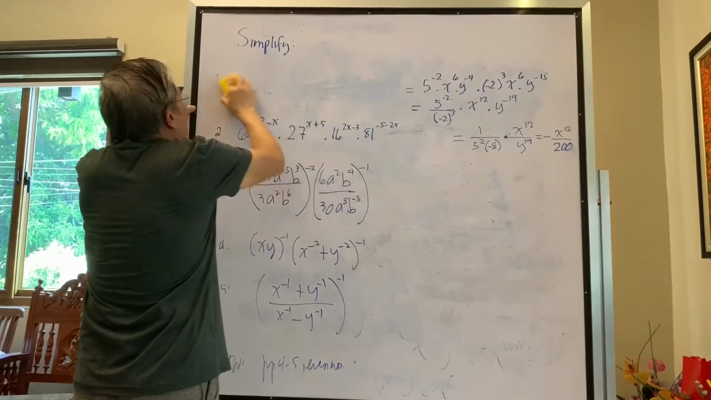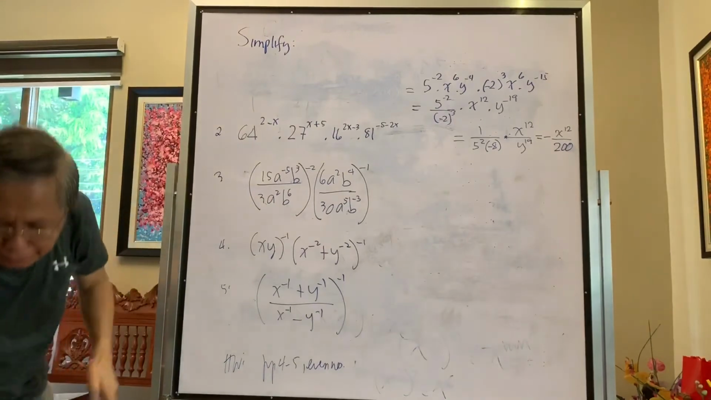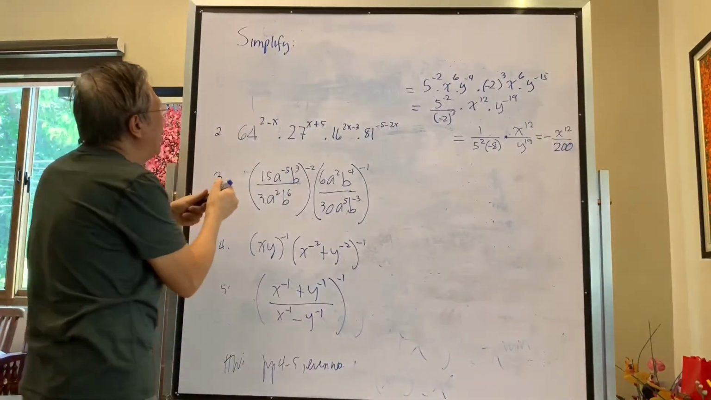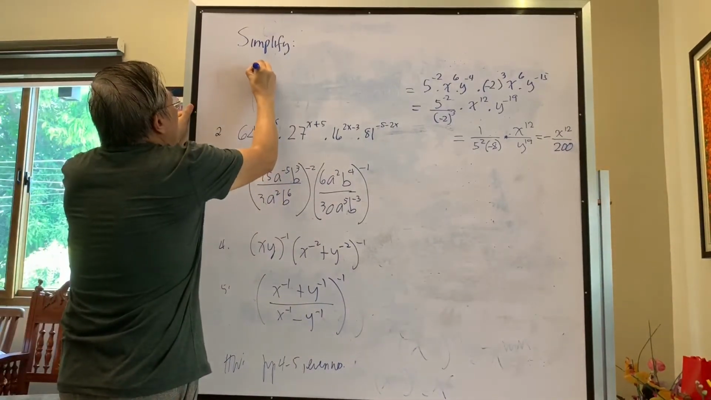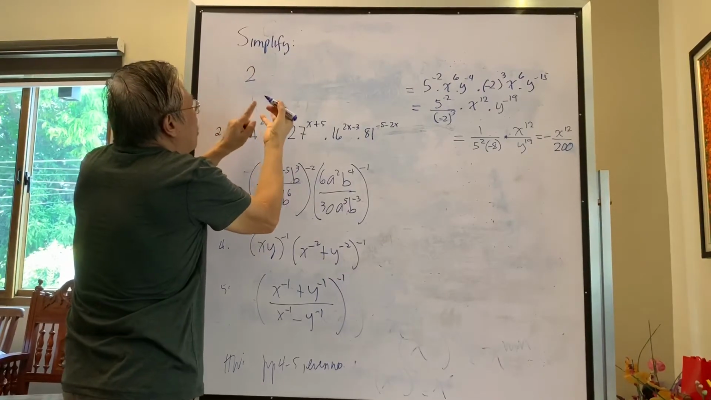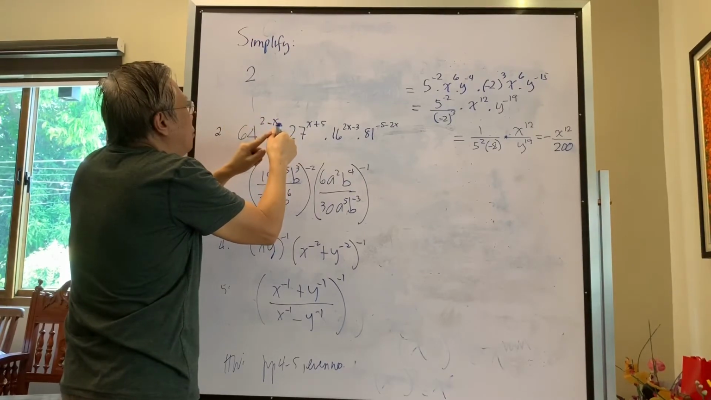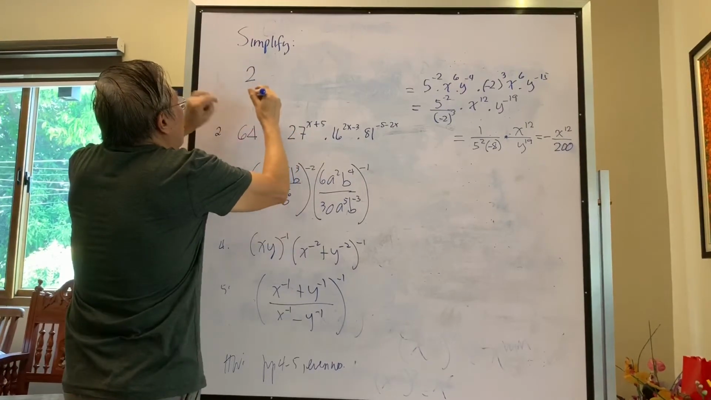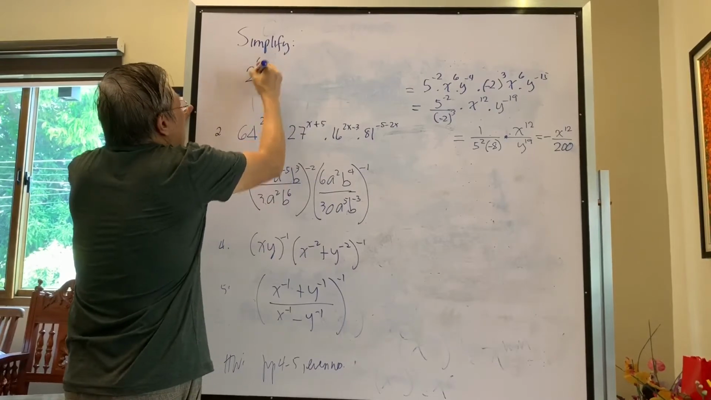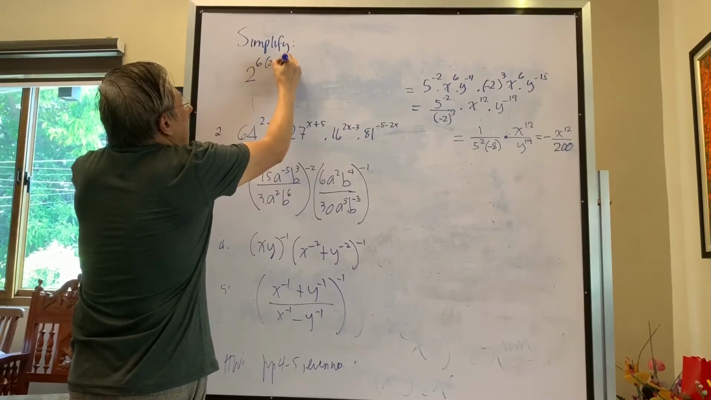It can be 4 raised to the cube, but 4 is not prime. So we can have 64 as what? 2 raised to the... 2 times 2 is 4 times 2 is 8 times 2 is 16 times 2 is 32 times 2 is 64. So that one is 2 to the 6. Okay, 64 is 2 to the 6, and this has an exponent of 2 minus x.